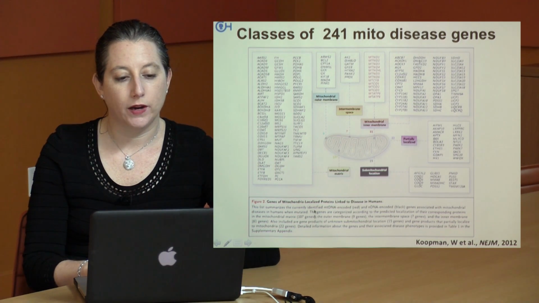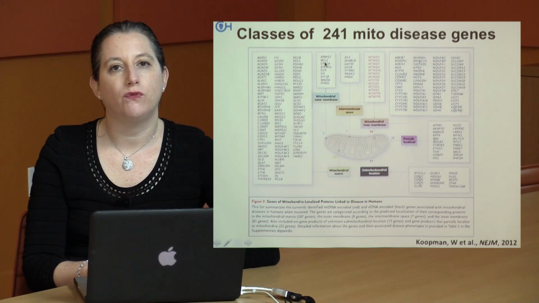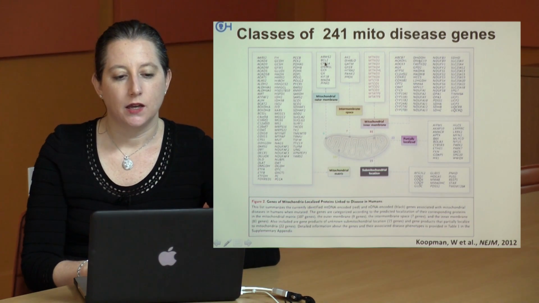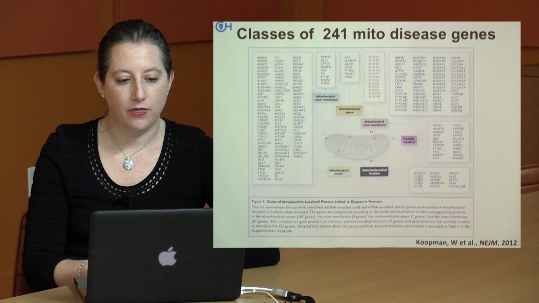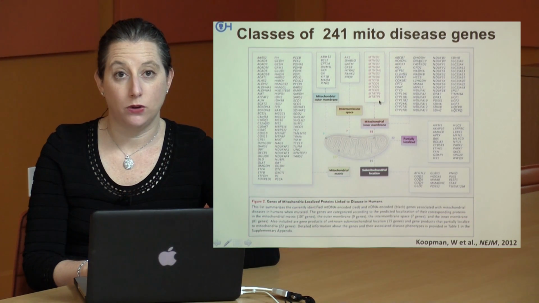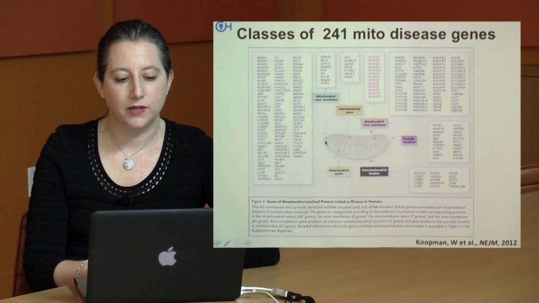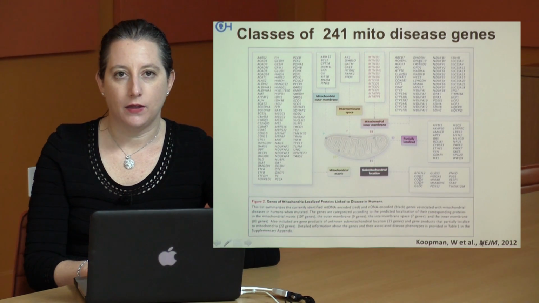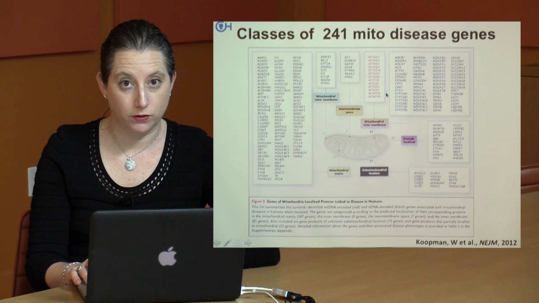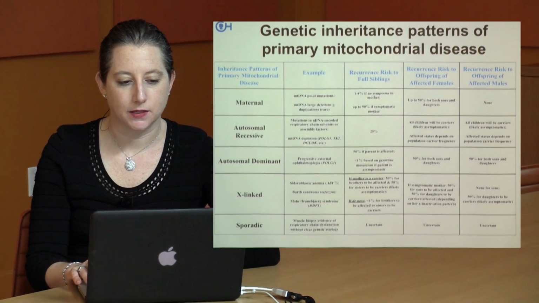So just 4 years ago, there was a list of 241 genes that cause mitochondrial disease, and they're organized by the red ones being those encoded by the mitochondrial DNA, the black ones being those encoded by the nuclear DNA, and here by where the proteins they make go: the outer mitochondrial membrane, the inner mitochondrial membrane, or the matrix. It's becoming increasingly recognized, even in the common medical population, that these are very important genes and gene disorders relevant to a range of medical problems.